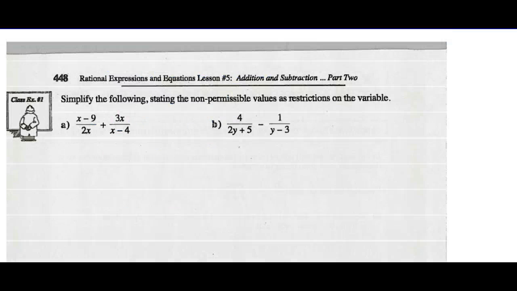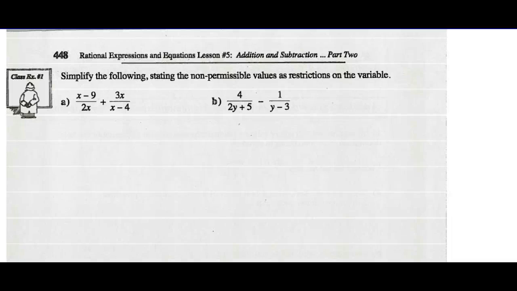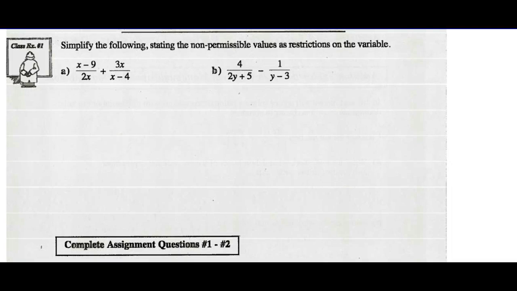All right, so let's do another one. Example 1, simplify the following, stating non-permissible values as restrictions. Just like we did last question, we're going to do the same thing with a couple fewer steps. We need a common denominator of 2x and x minus 4. The simplest way to get this common denominator is to write it as a product of these denominators, 2x times x minus 4. That's my common denominator.